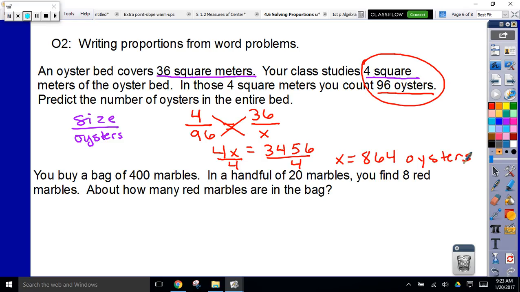You buy a bag of 400 marbles. In a handful of 20 marbles, you find 8 red marbles. About how many red marbles are in the bag? So what two things are we going to be comparing for our ratio here? Hillary?